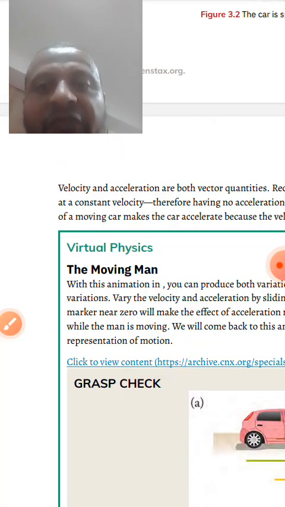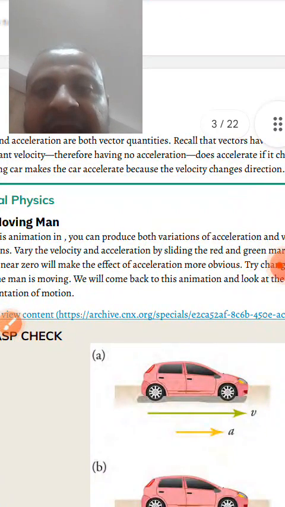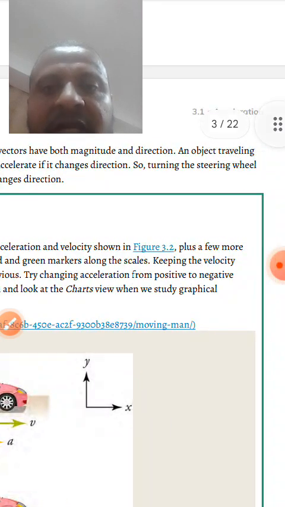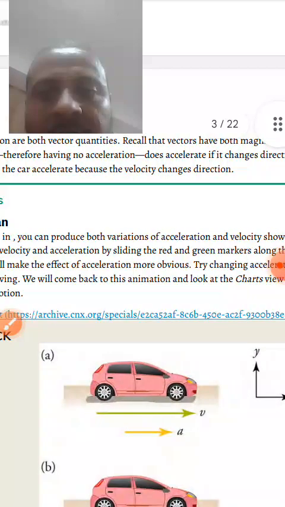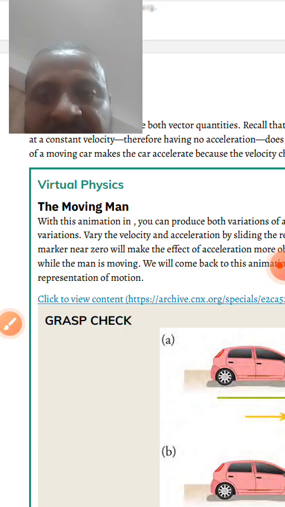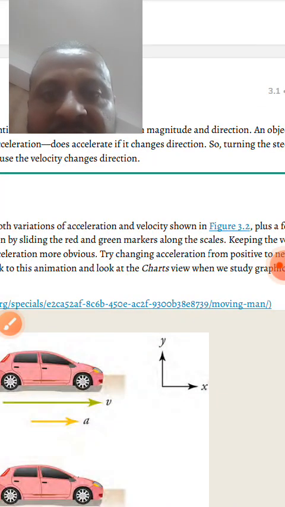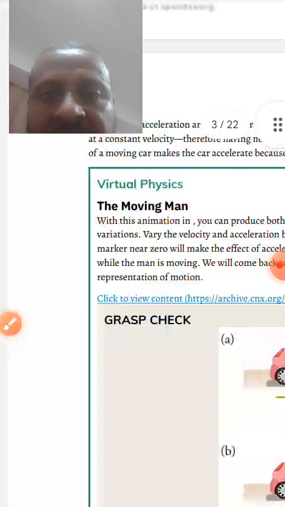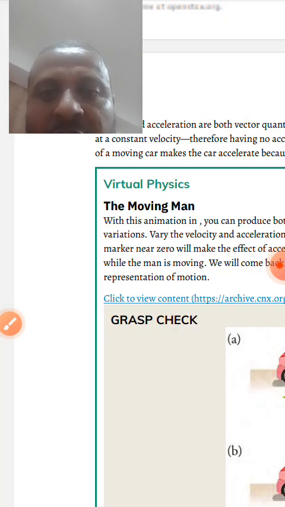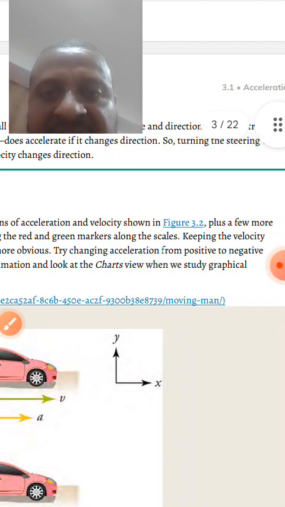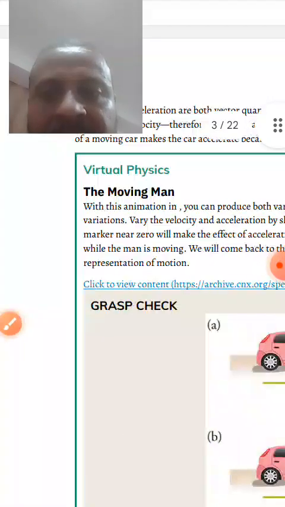Virtual physics, the moving man. With this animation, you can produce both variations of acceleration and velocity shown in figure 3.2, plus a few more variations. Vary the velocity and acceleration by sliding the red and green markers along the scales. Keeping the velocity marker near zero will make the effect of acceleration more obvious. Try changing the acceleration from positive to negative.